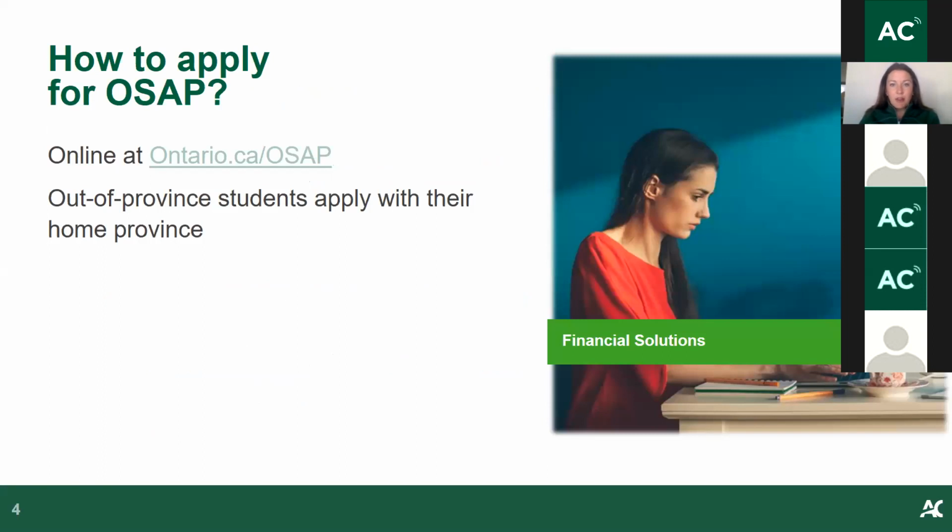How do you apply for OSAP? Super easy. You go online at ontario.ca/OSAP, or you can just Google OSAP and then apply there. You can also apply for out-of-province student loans if you are not an Ontario resident. Many provinces support our programs, and many students come from all provinces and territories to study at Algonquin College and get funding.